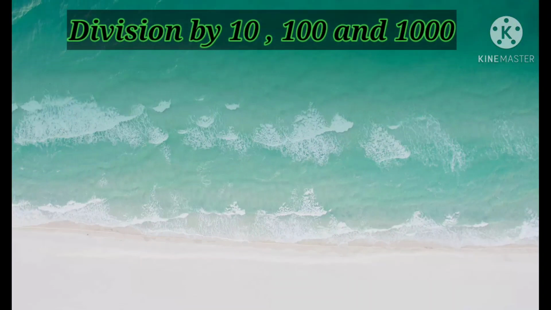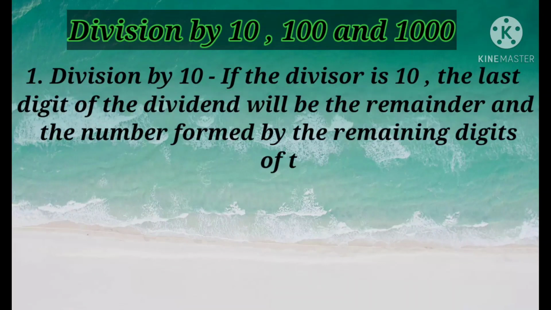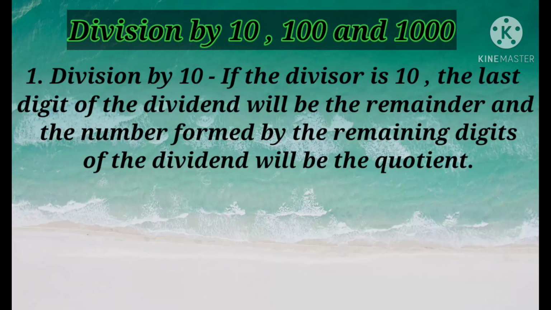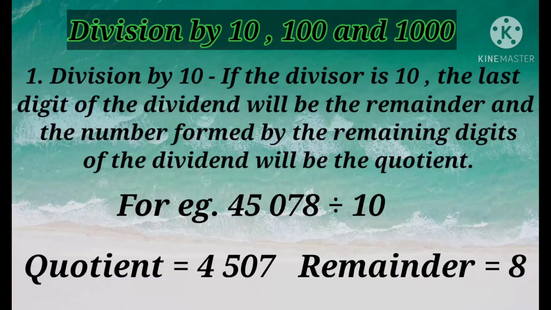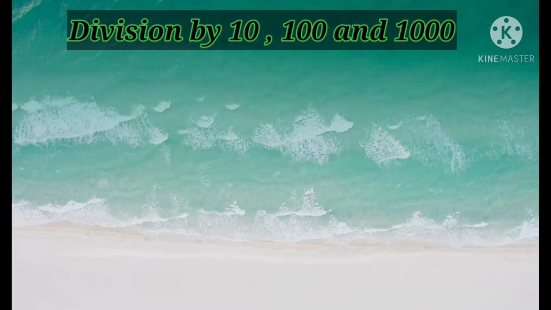Division by 10, 100 and 1000. Let's first see division by 10. If the divisor is 10, then the last digit of the dividend or the units place of the dividend will be the remainder and the number formed by the remaining digits of the dividend will be the quotient. For example, 45,078 divided by 10. In this, the units place digit, that is 8, will be the remainder and remaining digits, that is 4507, will be the quotient.